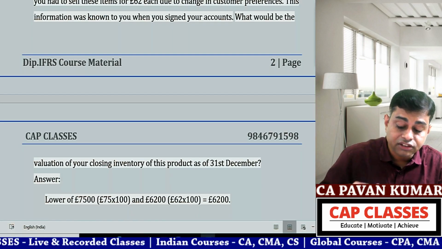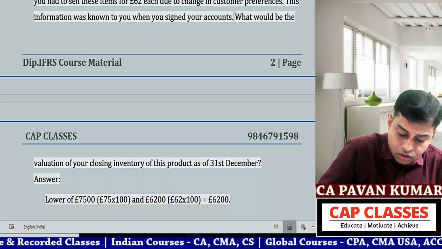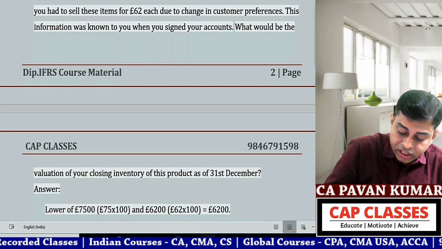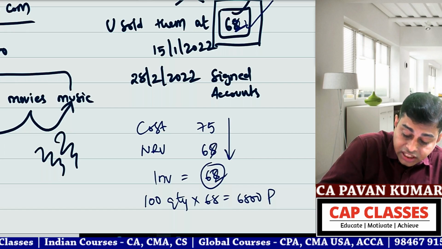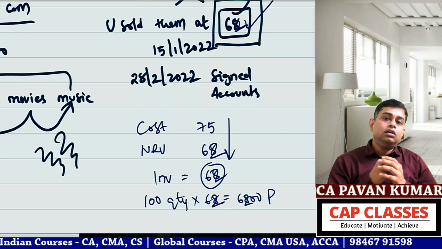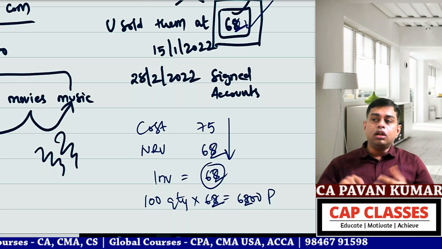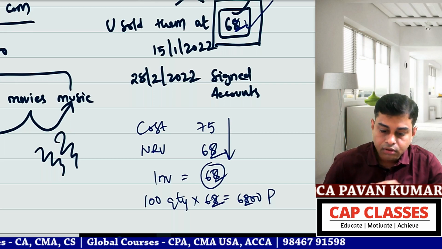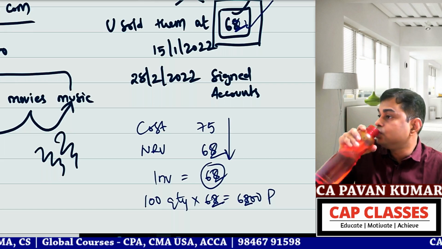Okay. So this is the question. 6,200 or 6,800? I took 62. I'm sorry. It is not 68, it is 62. So you'll put 62 everywhere. Here also 62. So 6,200. In the question they have given 62, not 68. So please make a note. That's all.